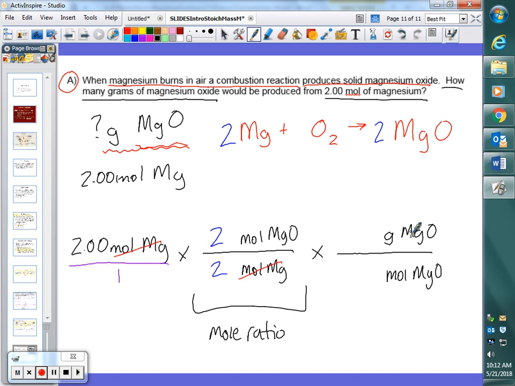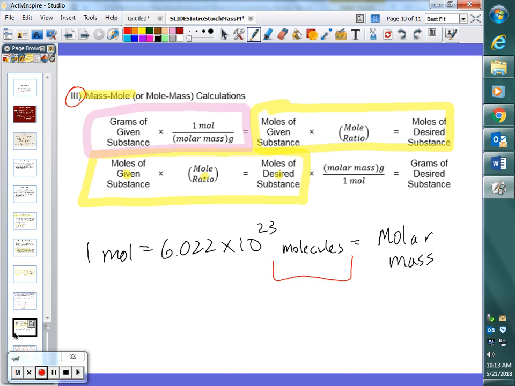Here we have another conversion factor that has moles on the bottom and grams on the top. But the difference between this conversion factor and the bad conversion factor that we were working with before is that this has moles of magnesium oxide and grams of magnesium oxide. We can do that. We can convert between moles of one substance and grams of that same substance through this equality, right?